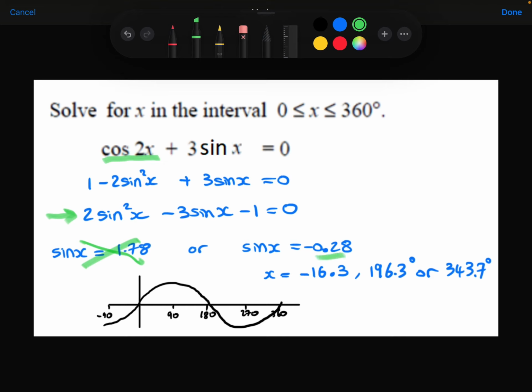When I did sine inverse of the minus 0.28, I got minus 16.3, which on my graph is down here. So the other answers that I do want inside my range are there, which is 180 plus 16.3. And here, which is 360 minus the 16.3. That one's not in the range, these two are.